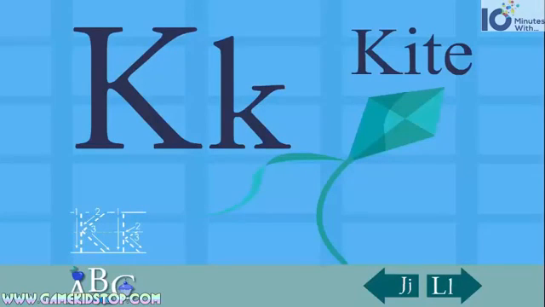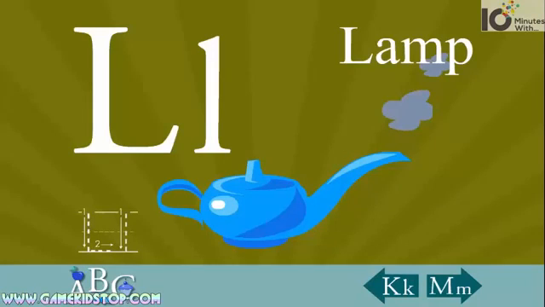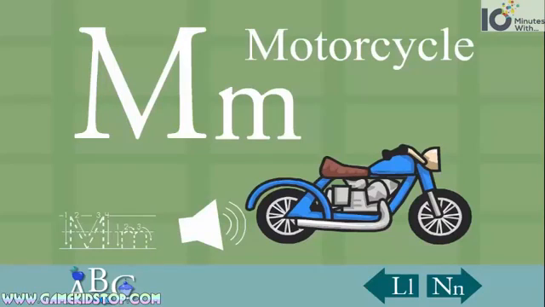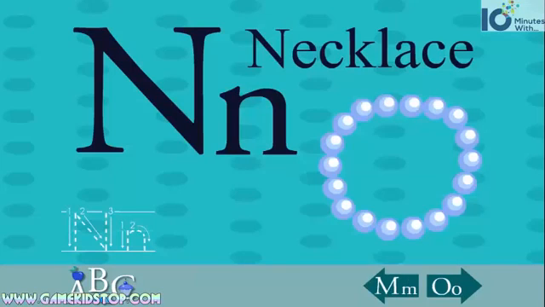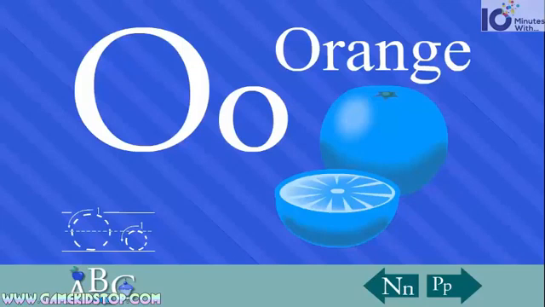K. K makes a K sound. K is for kite. L. L makes an L sound. L is for lamp. M. M makes an M sound. M is for motorcycle. N. N makes an N sound. N is for necklace. O. O makes an O sound. O is for orange.